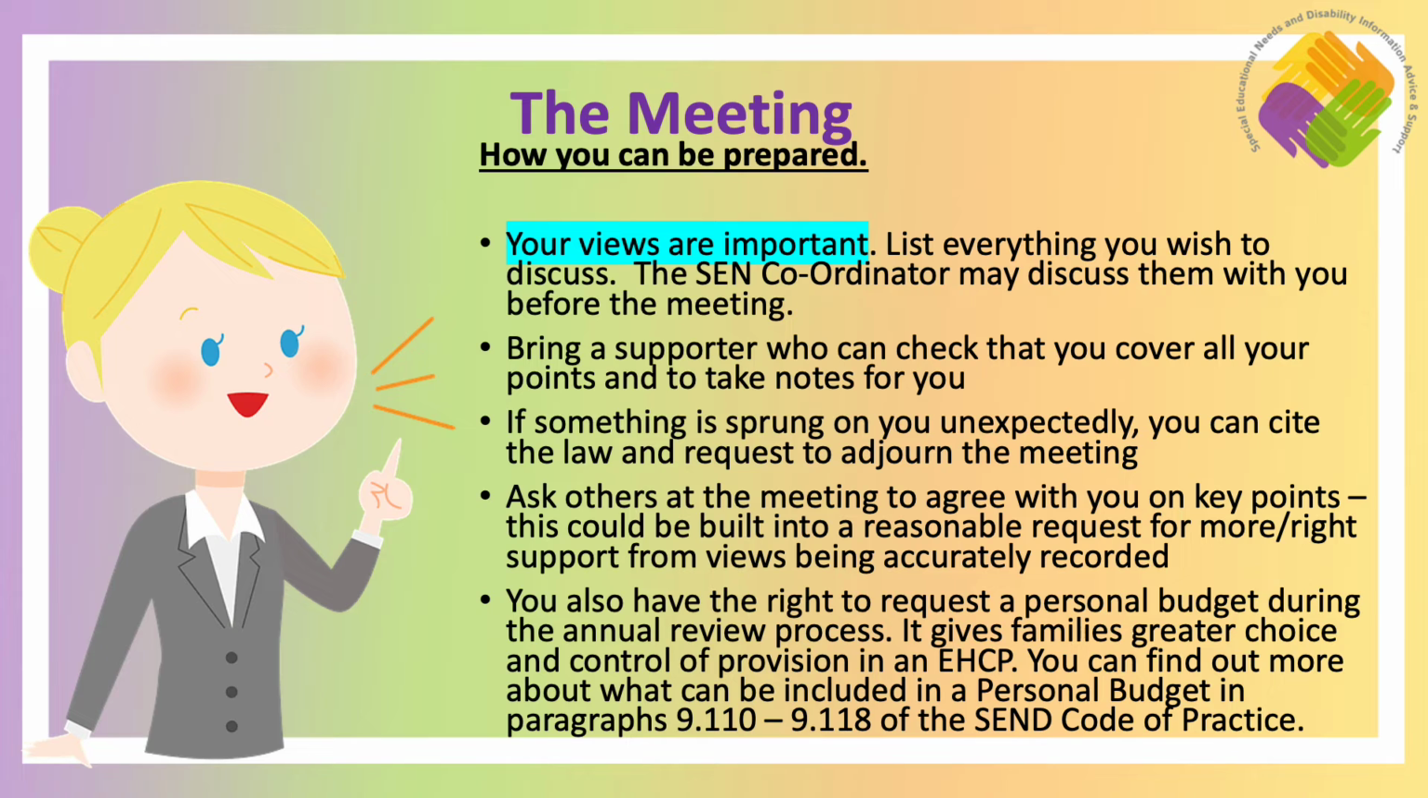You also have the right to request a personal budget during the annual review process. It gives families greater choice and control of provision in an EHCP. You can find out more about what can be included in a personal budget in paragraphs 9.110 to 9.118 of the SEND Code of Practice.